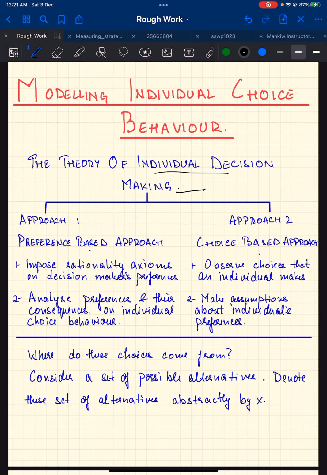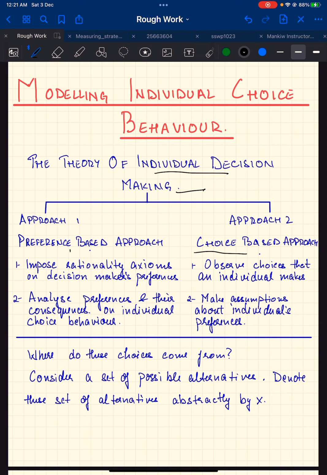When studying individual choice behavior, there are two approaches that are followed. One is the preference based approach, and the other is the choice based approach. When studying individual choice behavior using the preference based approach, first we impose some rationality assumptions on the decision maker's preferences. We look at individual preferences and then analyze these preferences and their consequences on individual choice behavior.